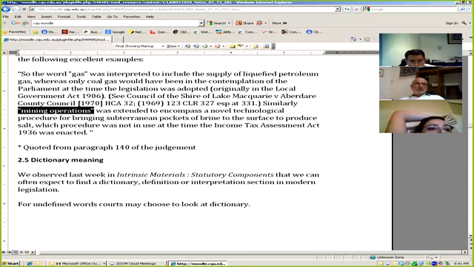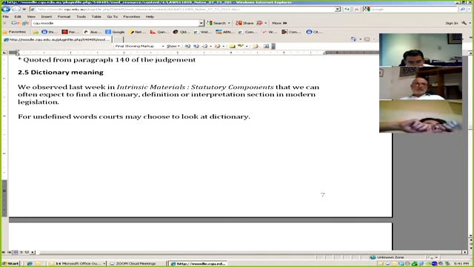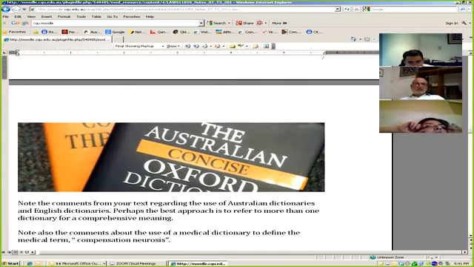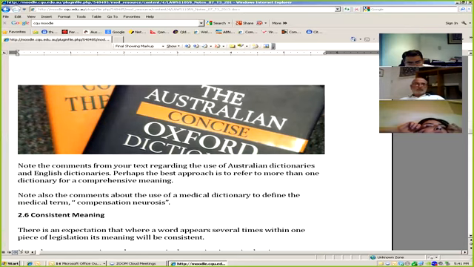All right, so dictionary meanings, and we started to look at this last week, but obviously there are a number of dictionaries that are often cited in judgments. They mention here the Concise Oxford Dictionary, but obviously people often have recourse to the Oxford English Dictionary, the big one, which is now most commonly found online. I haven't seen a paper version of it for many years. And a lot of people use the Macquarie Dictionary.